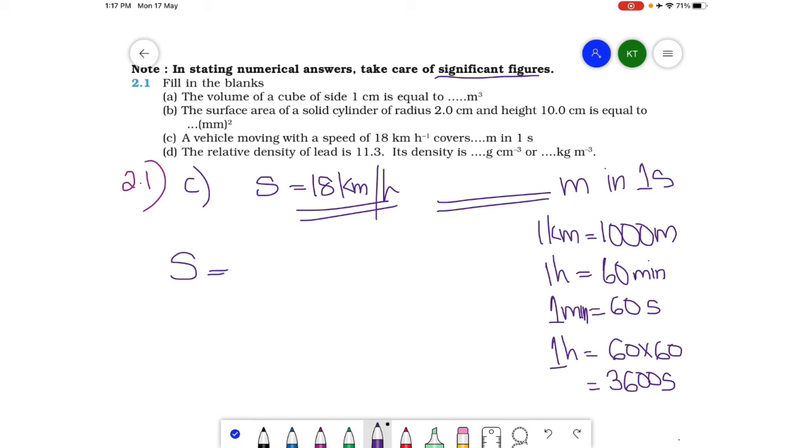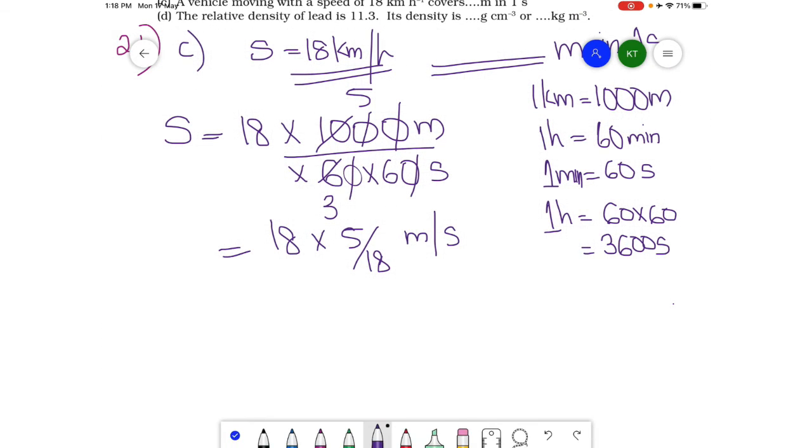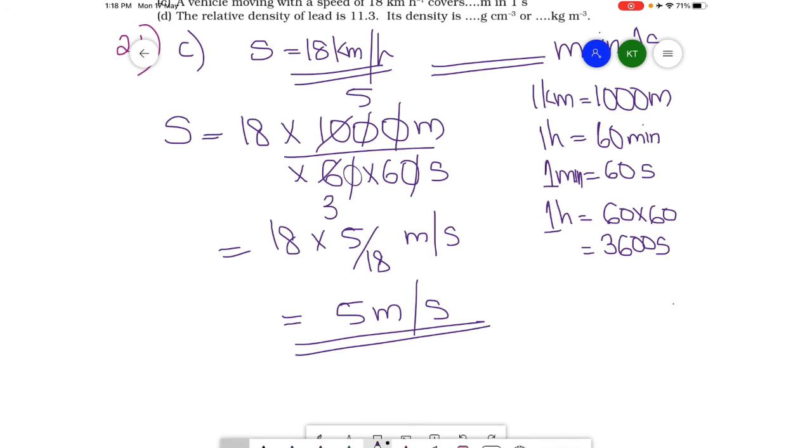Now substitute these values here. So speed will be equal to 18 into, to convert from kilometer to meter, multiply by 1000. To convert from hour to second, multiply by 60 into 60 or 3600 seconds. Now let's simplify this. So we can simplify this by 2. 2 5 is 10, 2 3 is 16. So we get 18 into 5 by 18 meter per second. So we get a final answer to be 5 meter per second. This is in terms of meter per second.